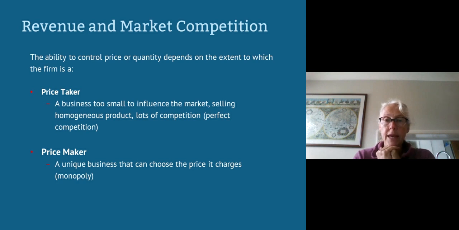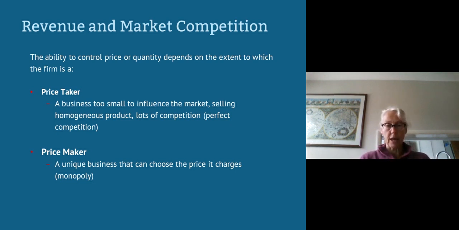So depending on the nature of the organisation, you may or may not have much ability to control price and the quantity that's demanded. And a lot of this depends on, first of all, whether you're a price taker. So a price taker is businesses which are generally very small, and they have little influence on the market around them. They're selling quite a homogeneous product, and there's lots of competition. I'll show you some examples in a moment.